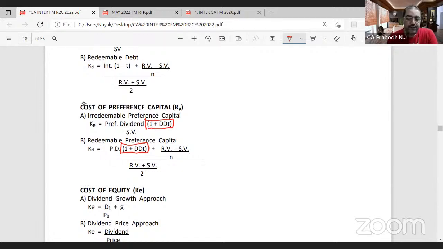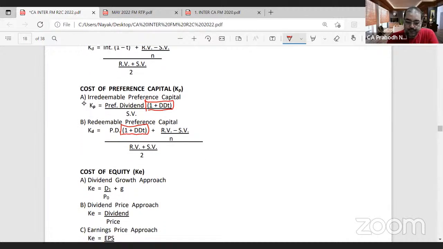Just forget it. So then PD into 1 plus DDT upon plus RV minus SV upon 10. This is a differential value upon average investment, RV plus SV upon 10.